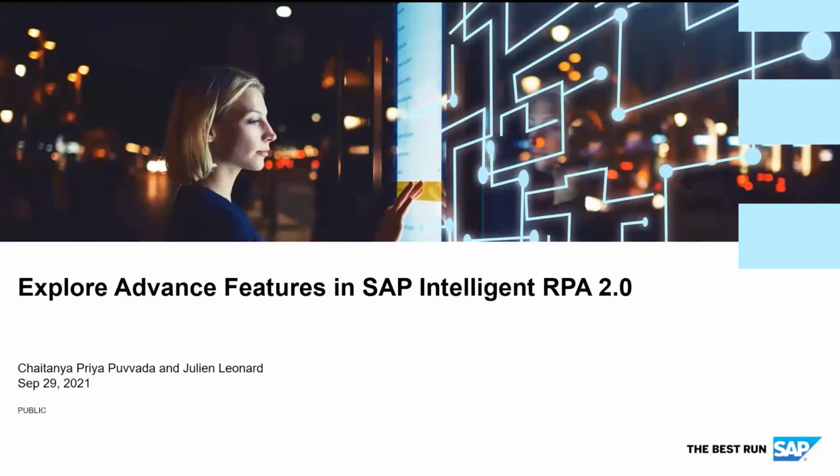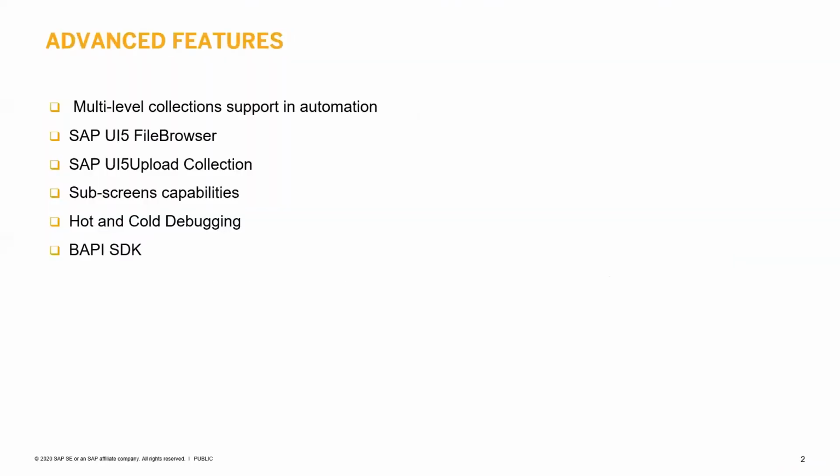Hello everyone, with Julien, we are happy to present you the latest features in SAP Intelligent RPA 2.0. So today we would be covering the advanced features like multi-level collection support, SAP UI5 file browser, upload collection and subscreen capabilities, and hot and cold debugging. And the most awaited feature, which most of you want to get knowledge about, is the BAPI SDK.